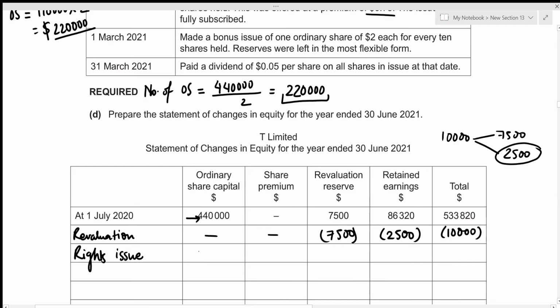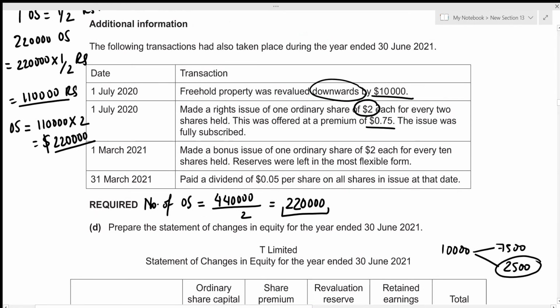And for ordinary share capital, we have the amount of 220,000. Now what we know is that this was offered at a premium of 0.75. So we also have the share premium. For share premium, we need to record 110,000 shares issued at 0.75. That's the premium rate. So this gives the total value to be recorded in our share premium to be 82,500.